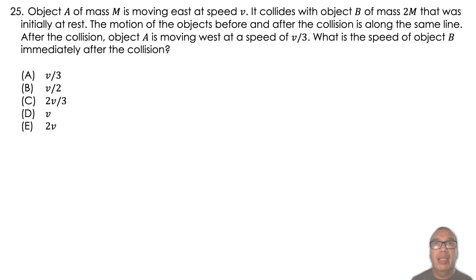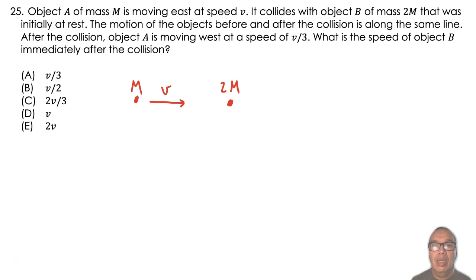Object A of mass M is moving east at speed v. It collides with object B of mass 2m that was initially at rest. The motion of the two objects before and after the collision is along the same line.